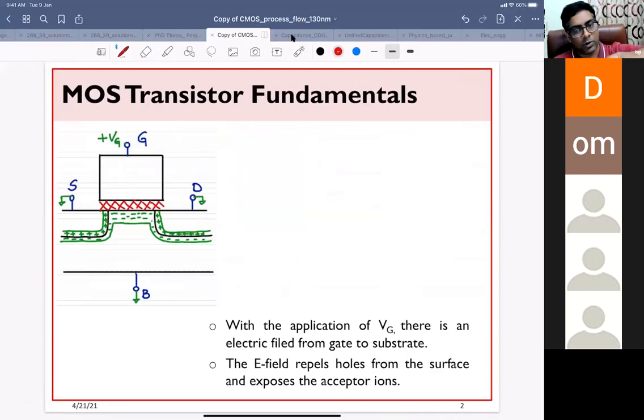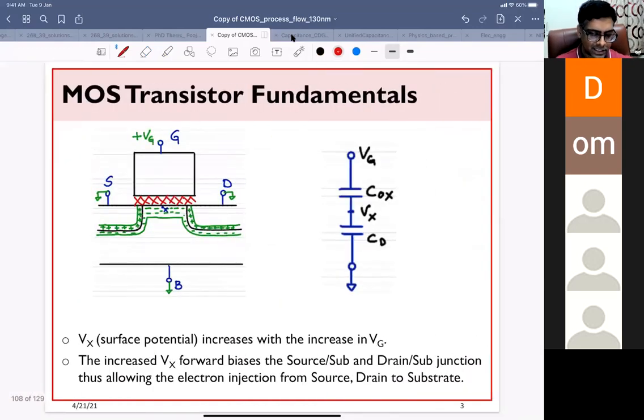When you apply gate voltage, there is an electric field from gate to substrate, and this electric field repels holes and also uncovers the acceptor ions. That means we have created a depletion region, right? And the moment we have a depletion region, I have a potential drop in the silicon, and that potential drop I call Vx, right?